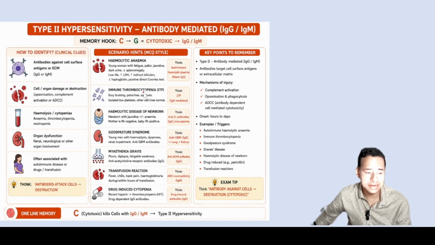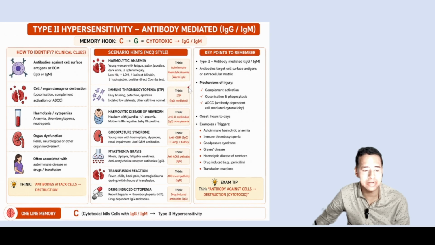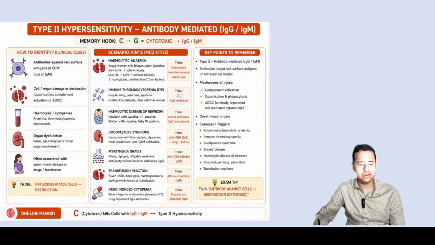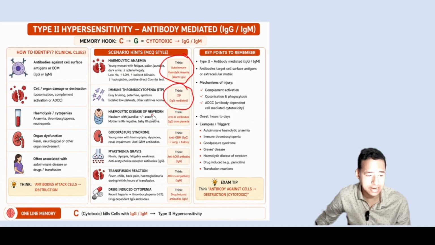Immune thrombocytopenic purpura is also one of the examples, as it is IgG mediated. There will be easy bruising, petechiae, and epistaxis, isolated low platelets, and other cell lines normal. They will be asking this question. Think about this too: hemolytic disease of the newborn, which is anti-D antibody, IgG crossing the placenta. They will ask you this.